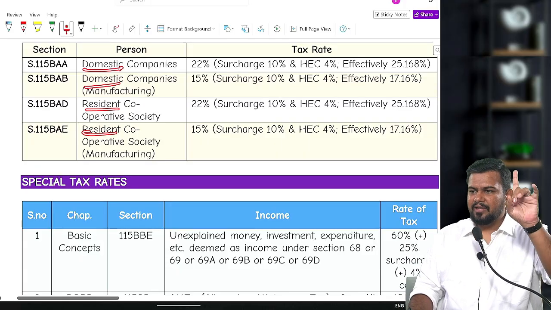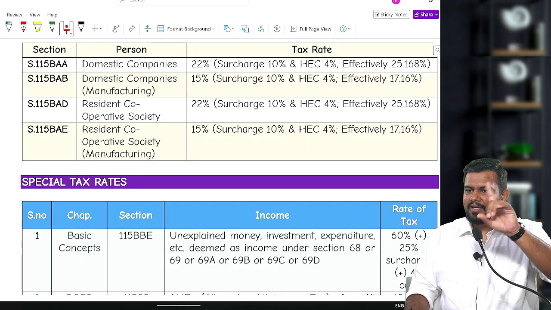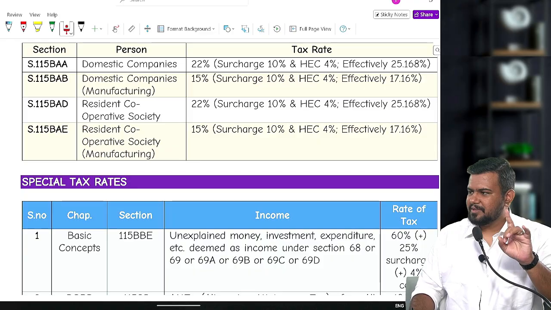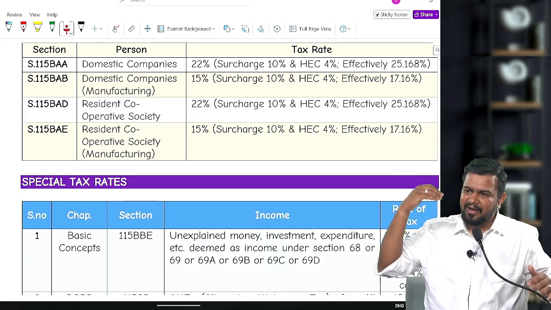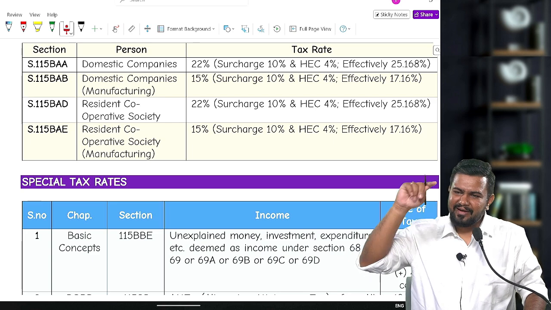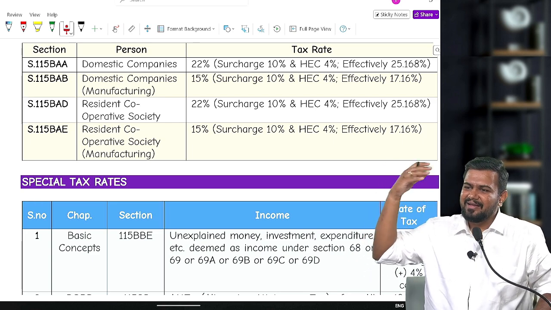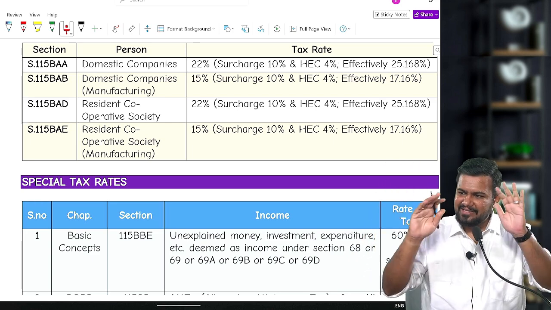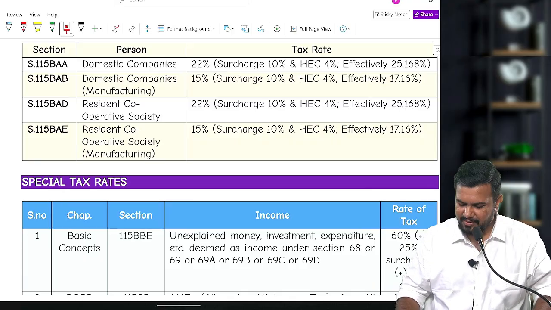But for individual, HUF, AOP, BOI, AJP, there is no resident and non-resident concept. Here you should be very, very clear. In the exam hall, all these questions will arise when you are answering. For a non-resident, is 115BAC applicable? You should not think twice. For resident as well as non-resident, the new scheme is applicable.